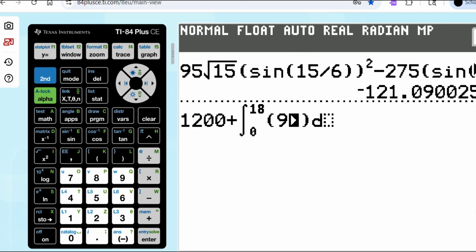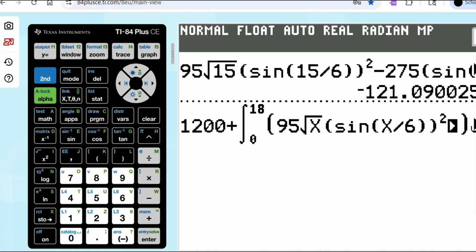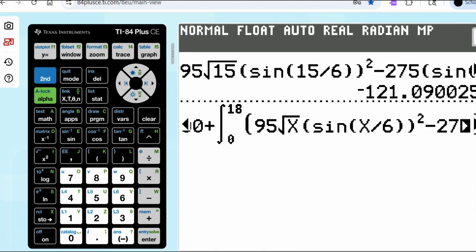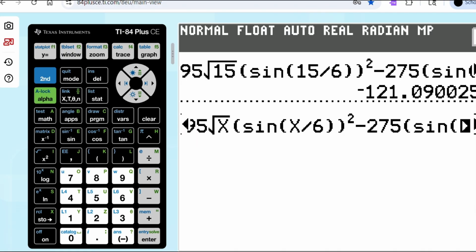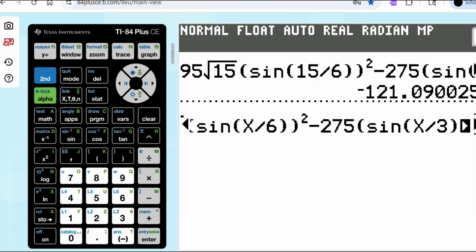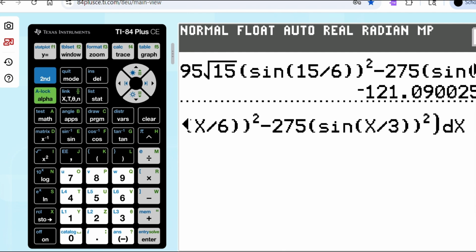So W of t was 95 times the square root of t, so we'll do 95 root x, because that's what we have to do on our calculator. And again, for the sine squared, we'll start a parenthesis for the sine, put in our t over 6, which we'll use x over 6, close the parenthesis of the sine and then square it to get the sine squared. So that's W of t. And then we're going to subtract from that R of t, which was 275 times the sine squared of x over 3. So we'll have the sine of x over 3, and then we want to square that whole sine. And then we'll just throw our dx out at the end.